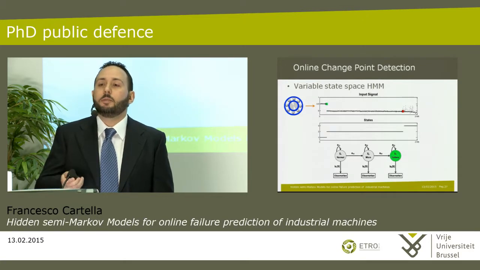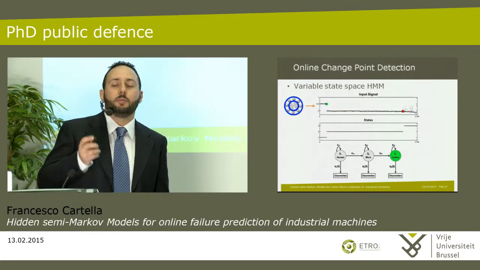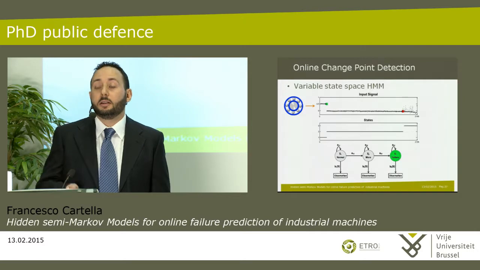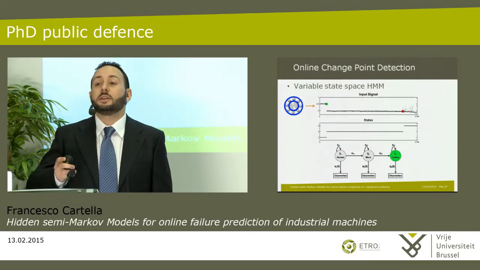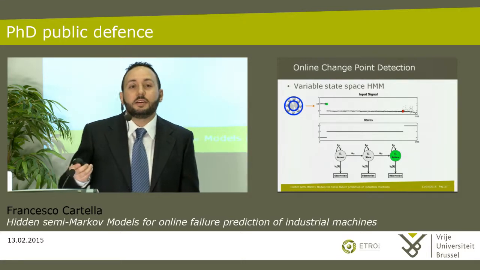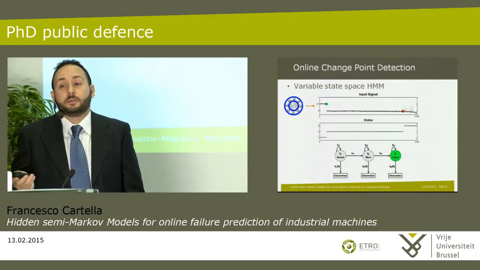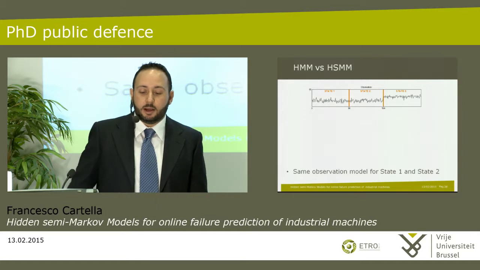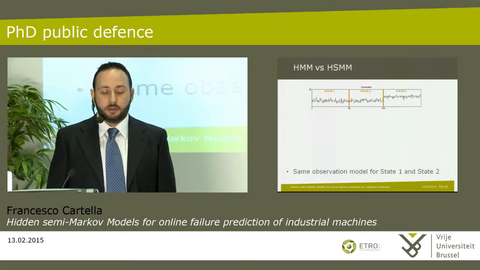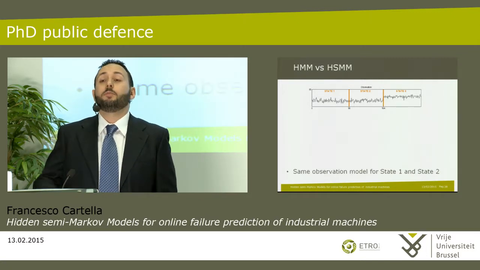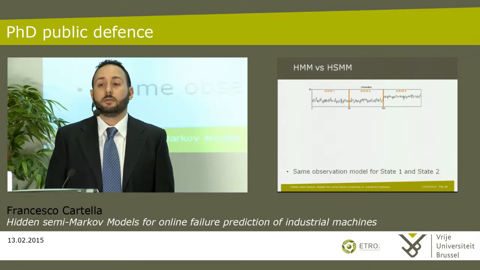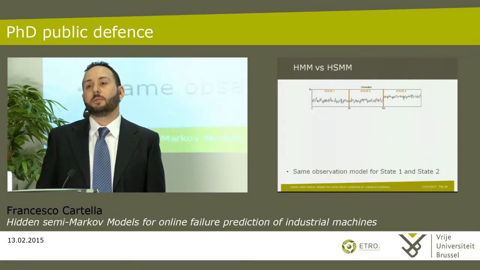Because if we use hidden Markov models, we assume that the probability that a system fails at a given moment is always constant, regardless of how long the system has been running, which is not the case for the majority of real-world systems. So an extension of hidden Markov models is represented by the hidden semi-Markov models, which, by explicitly modeling the state duration, are most suitable to be used for systems that depend on time.